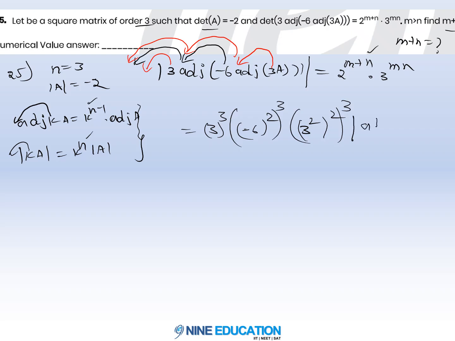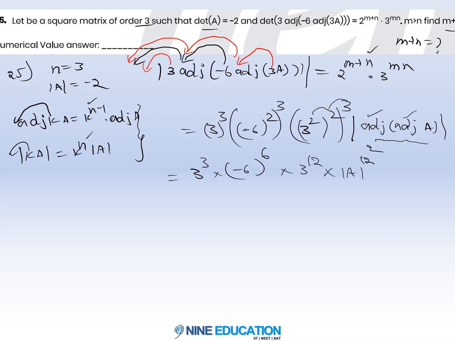Right, the remaining leftover term is det of adjoint of adjoint of A. From the determinant we have removed all the scalar values present inside. So it is 3 cube into minus 6 whole power 2 into 3, which is 6, into det A whole power, and the formula for that we can use here. 2 into 2 is 4, 4 into 3 is 12, so it will be 3 power 12. We know the formula for det of adjoint, which is det A whole power n minus 1, and whole square because we have two adjoints. n is 3, 3 minus 1 is 2, so it will be 2 square here.